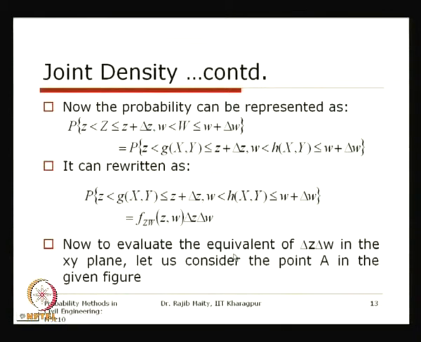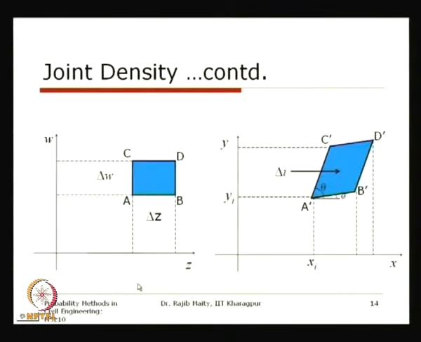Now to evaluate the equivalent of this area, that is delta z multiplied by delta w, which is the area on the plane represented by the new random variables, z and w, I have to find out what is the equivalent area on the xy plane, that is the original random variables. So let us consider a point A in the given figure. Here you can see the plane made by z and w, and the point that we are talking about, A, is the coordinate having z and w.